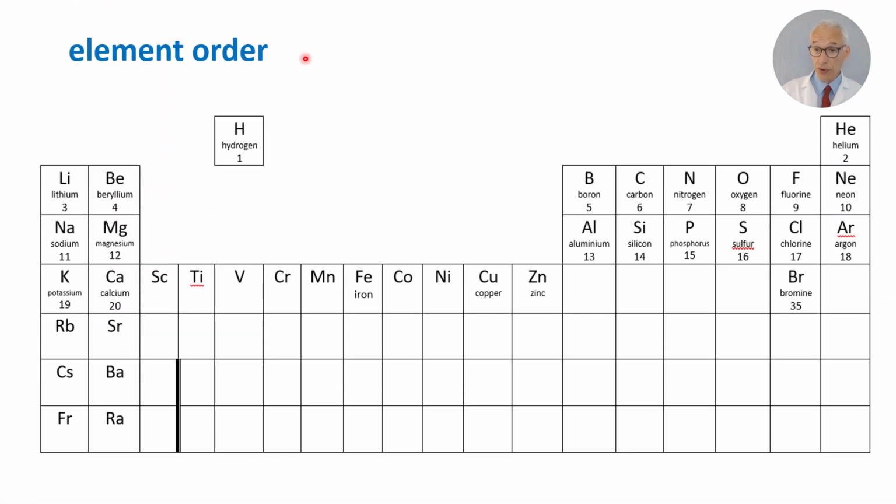Starting with element order, you'll notice that the elements are in order of atomic number 1, 2, 3, 4, 5, 6, 7, 8, 9, 10. Okay, running left to right across the periods. One point to note, the Cambridge IGCSE periodic table places the atomic number above the element symbol.